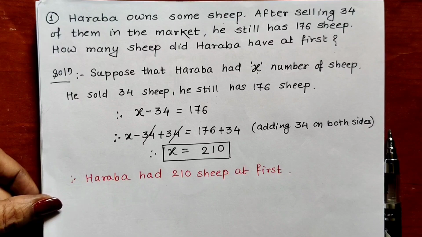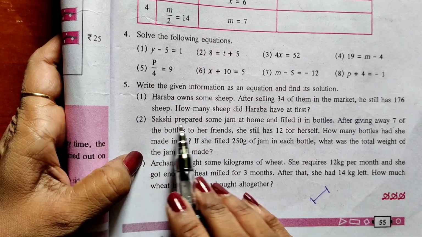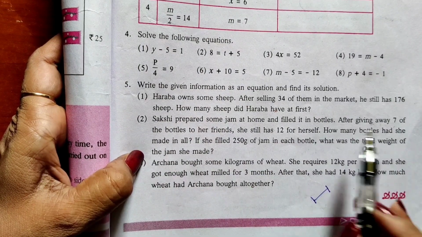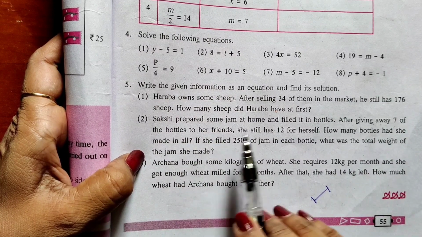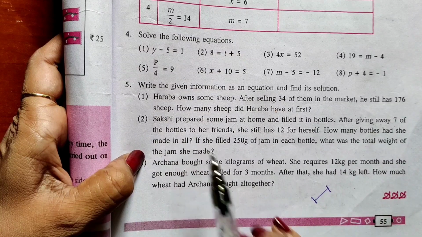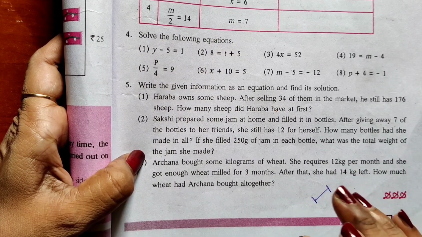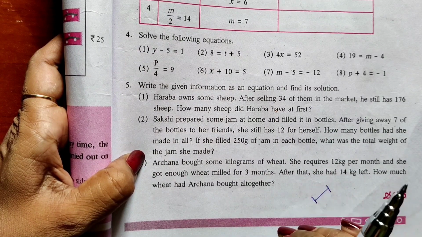Okay, now let us see the second question. Now the second question: Sakshi prepared some jam at home and filled it in bottles. After giving away 7 of the bottles to her friends, she still has 12 for herself. How many bottles had she made in all? We have to find out how many total number of bottles she prepared in all.